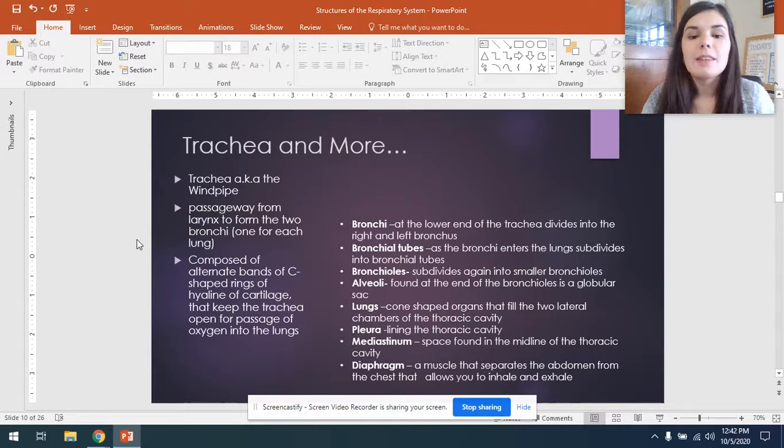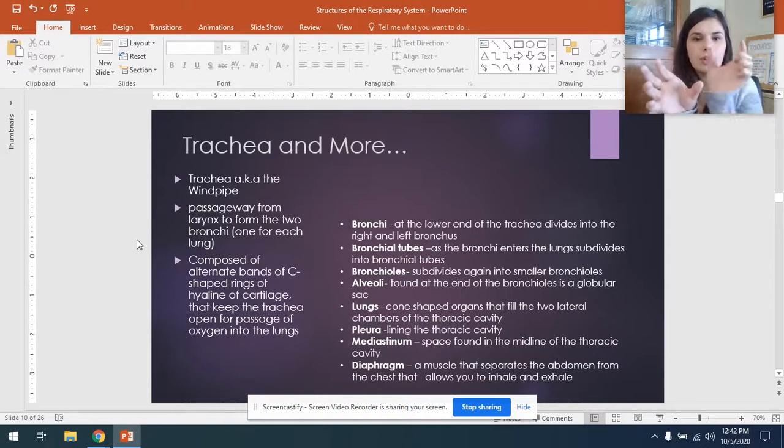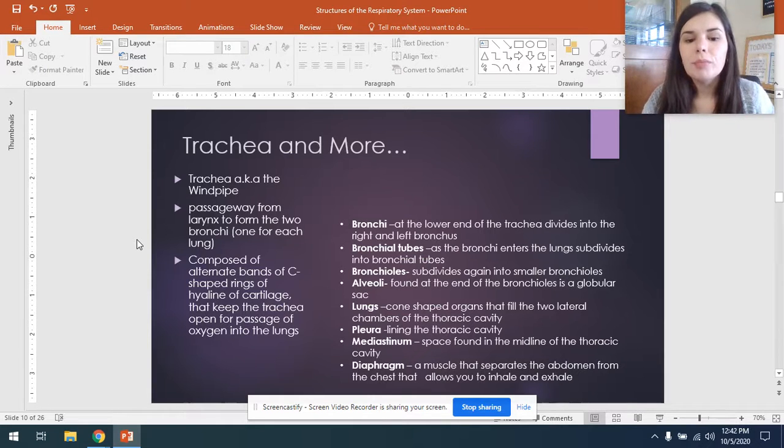Your pleura is the lining of the thoracic cavity. Your mediastinum is basically the space in between the 2 lungs, where the midline of the thoracic cavity is found. So if I were to have 2 lungs on either side, the space in between them would be the mediastinum. And your diaphragm is the muscle that separates your thoracic cavity from your abdominal cavity and helps contract and relax to allow for breathing.